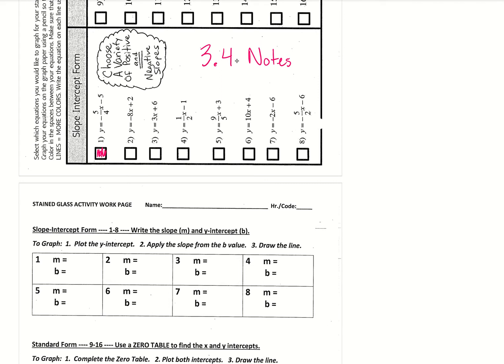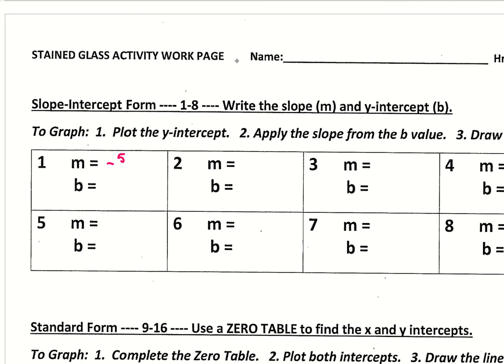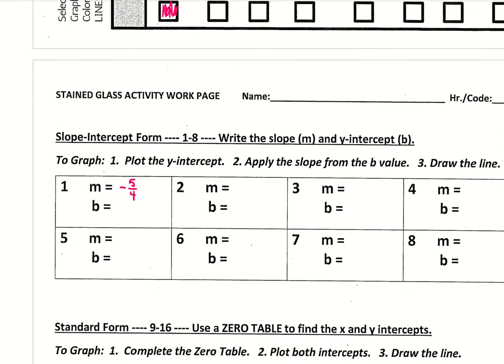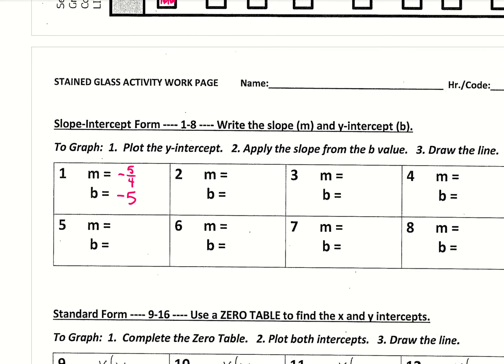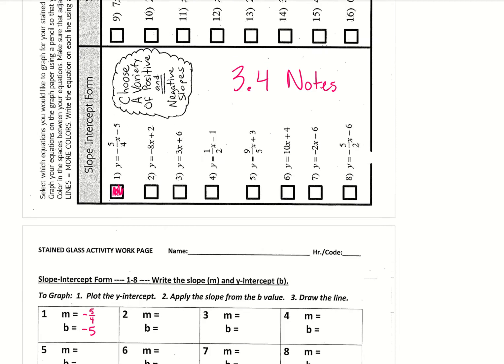So I have y equals negative 5/4 x minus 5. The slope for that would be negative 5/4. So I'm going to go ahead and put that there. And then my y-intercept b is negative 5. I'm going to put that there for b. Okay, I'm going to do that for 4 of them for slope-intercept form equations. Then I'm going to look at number 9.